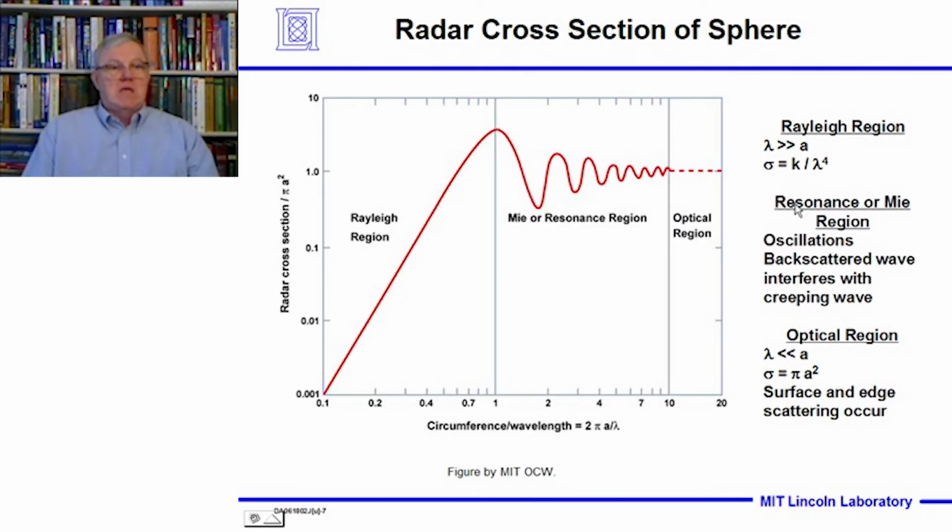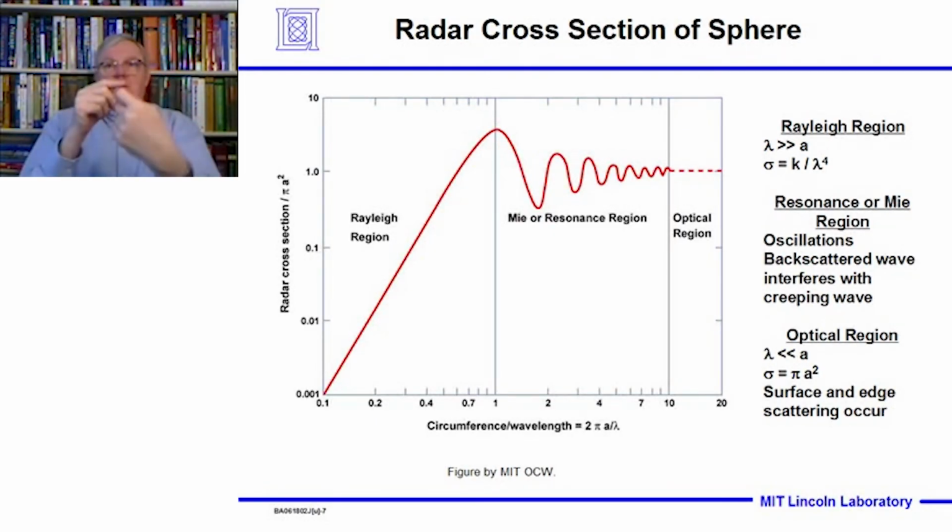And what we're going to see in that resonance region is there are oscillations in the cross-section, you obviously see, and the backscattered wave that comes back from the sphere is the sum you get of all the energy: the backscatter wave from the tip of the front part of the sphere and a wave that creeps around the back of the sphere and comes back.